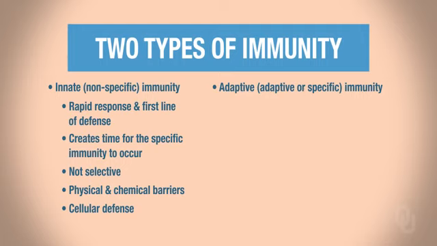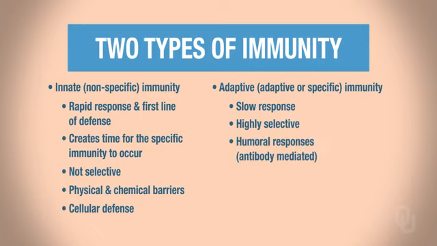Now, once the innate immunity has occurred, then the next type of immunity that will kick in is the acquired immunity. It's a slow response. And so, because it's a slow response, it's very selective in what it's killing. It may kill a specific bacterial cell or a specific virus. And specific immunity includes two different types of responses: humoral responses, which are also called antibody-mediated responses, and cell-mediated responses, which are also called cytotoxic lymphocytes.